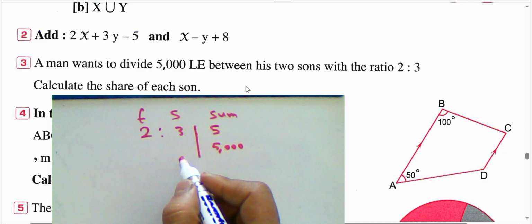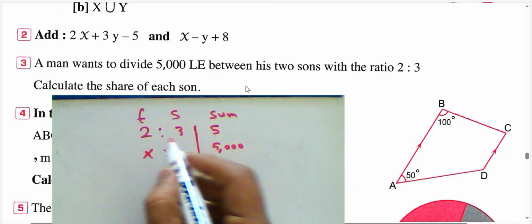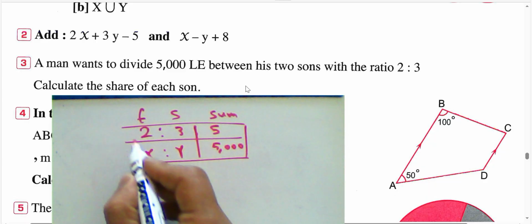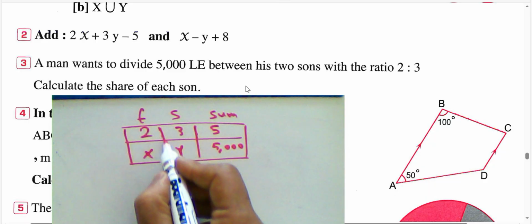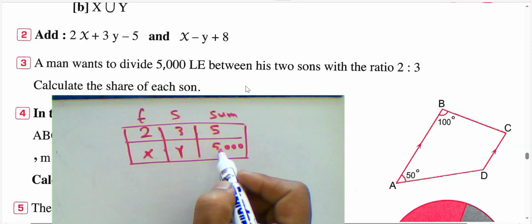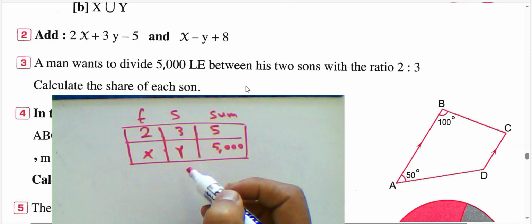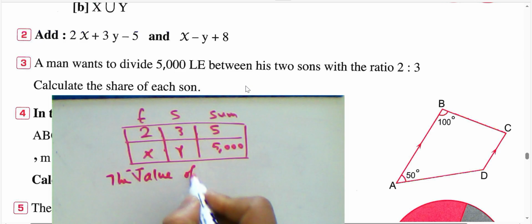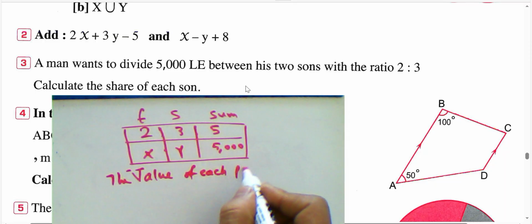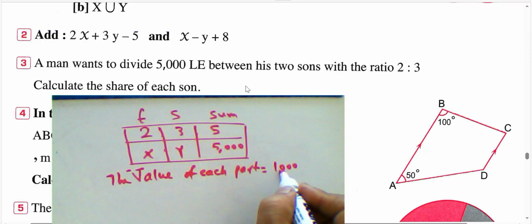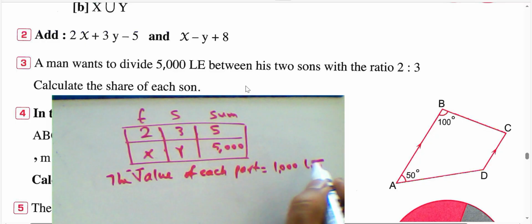We can draw this method. X here refers to the first share and Y the share of the second. Then the ratio was 2 to 3 and the summation was 5. 5,000 divided by 5 equal 1,000. Then the value of each part equal 5,000 divided by 5 equal 1,000 Egyptian lira.